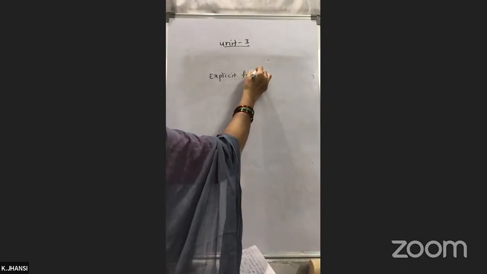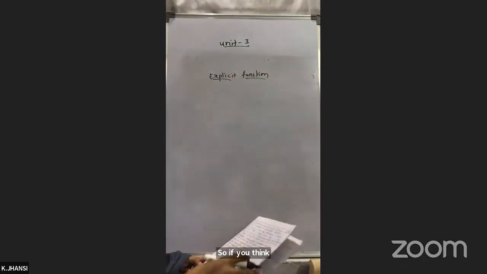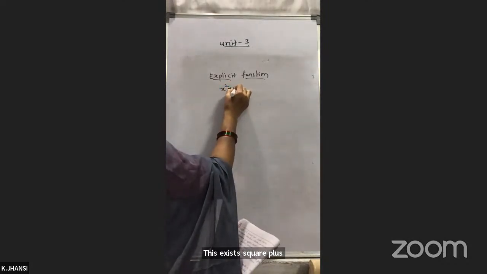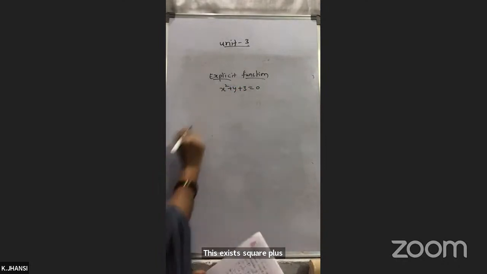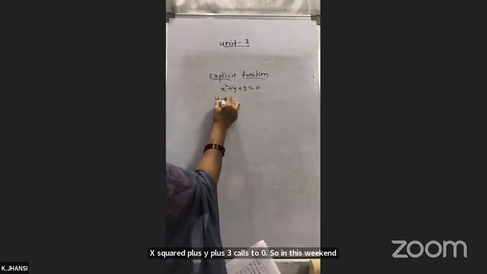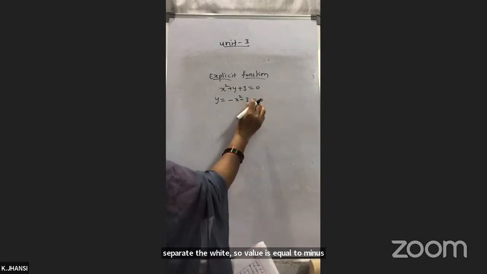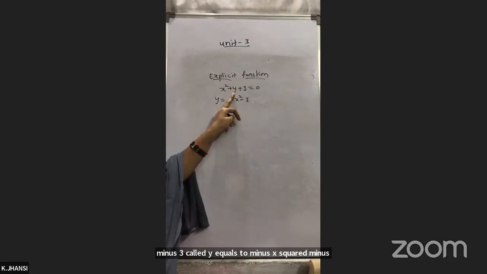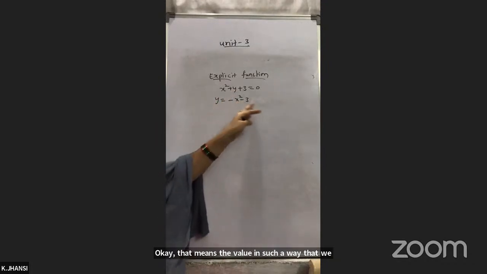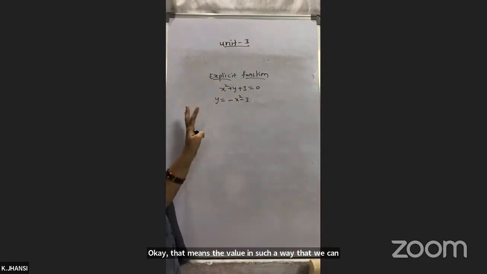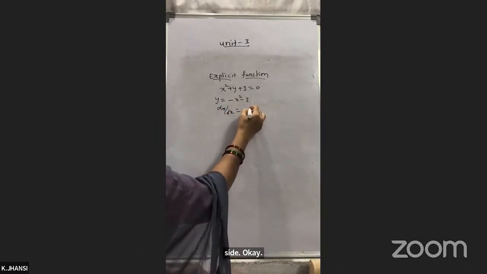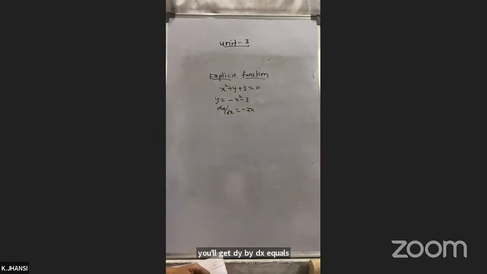So an explicit function will be in a form like this: x square plus y plus 3 equals 0. In this we can separate the y. So y equals minus x square minus 3. Okay, that means we can take the y separately and put the other variables on the other side. Now if you differentiate this, you will get dy by dx equals minus 2x, and the constant is 0. So you got dy by dx equals minus 2x.